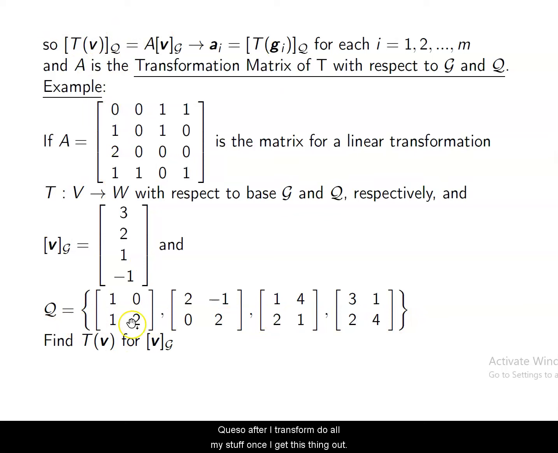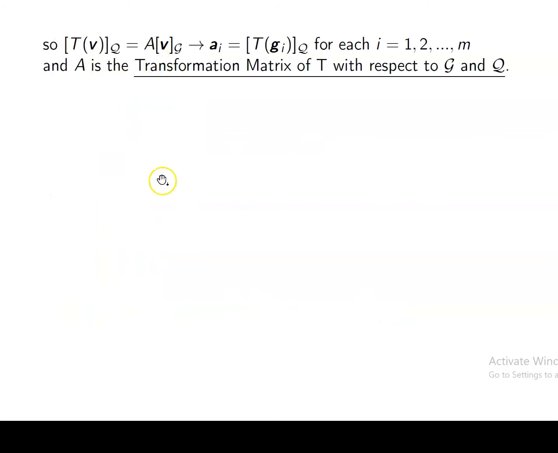Okay, so after I transform and do all my stuff, once I get this thing out, I'm going to have to take it from its coordinate vector representation and write it as its vector representation by doing the linear combinations. So I want to find the transformation of V. First I have to find the transformation of V under this representation, which is what we're using right here. I just need to take A and multiply times V of G.